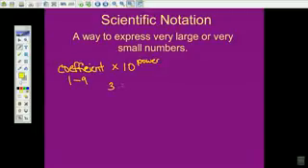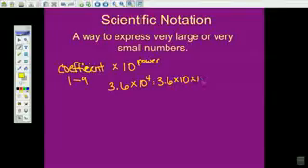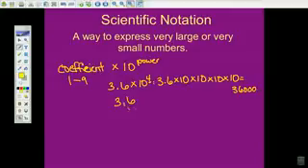So for example, if I have 3.6 times 10 to the 4th, all that means is I take 3.6 times 10 times 10 times 10 times 10. So I got 4 tens, which is 36,000. Or a short trick is this power tells me how many decimal places to move. So since this 4 is positive, I'm going to take my decimal point and move it 1, 2, 3, 4. And then just fill in these little bumps with zeros.